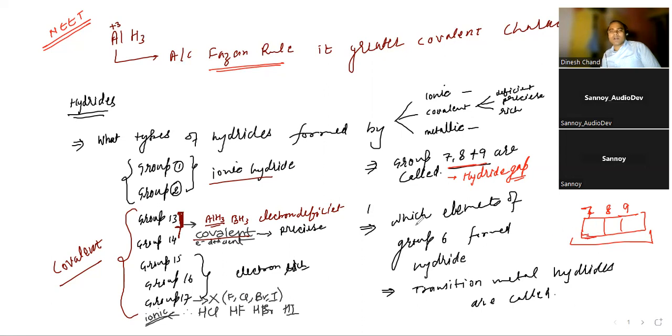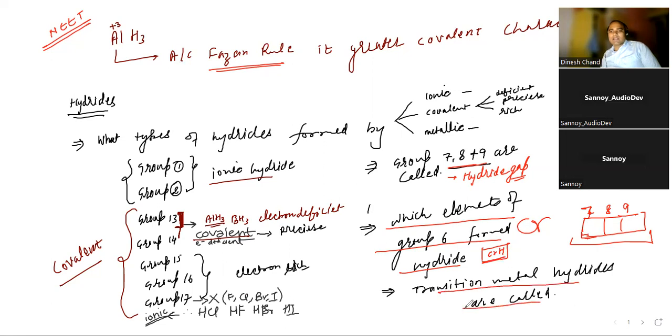Yes, sir. What about this one? The last one. Which element of group 6 forms the hydride? So this one will be chromium, Cr. CrH, only one hydride is formed.